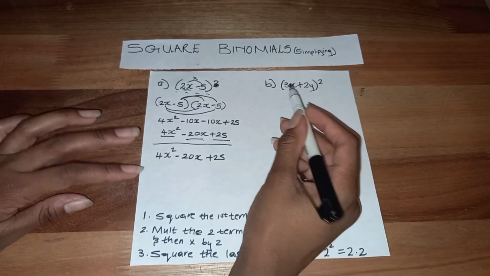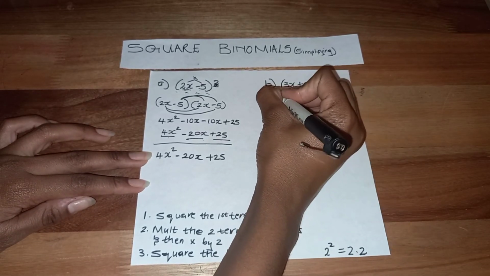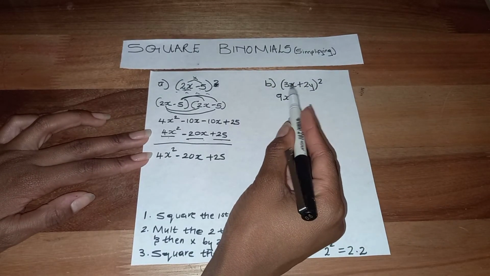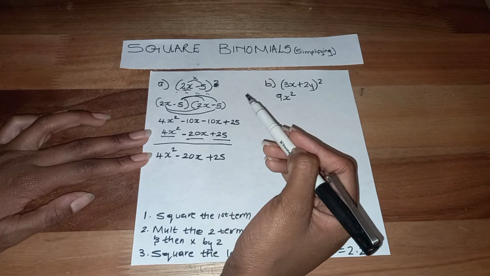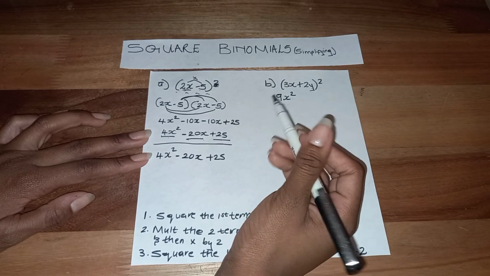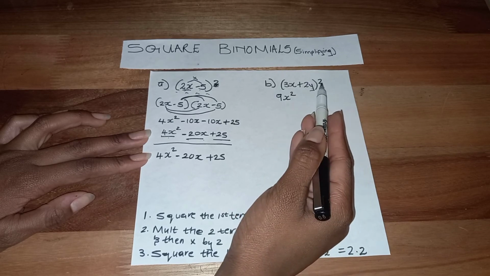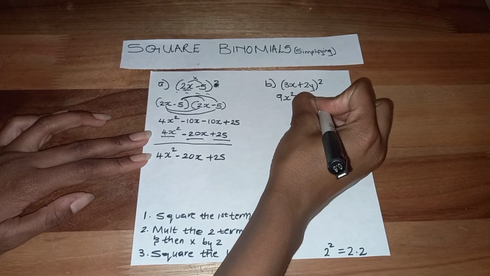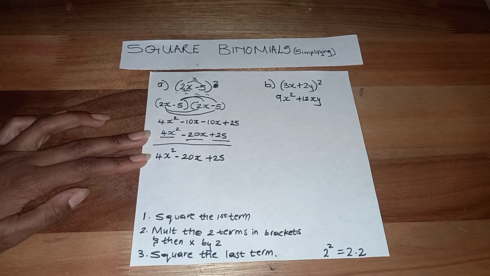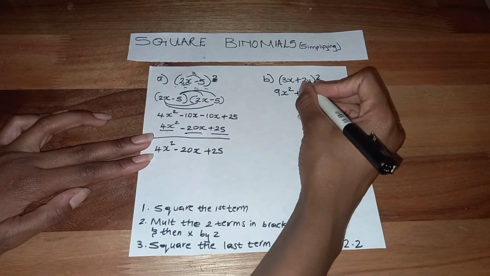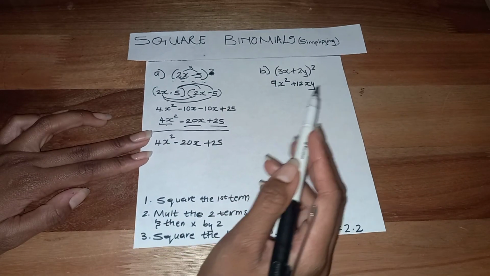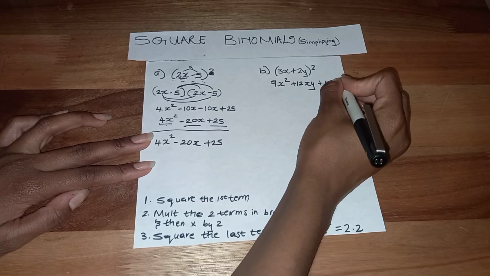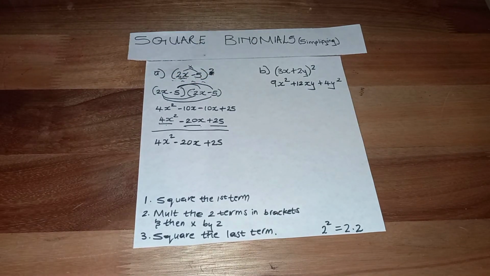You first square the first term. 3x squared is 9x squared. And then what do you do? Secondly, you multiply the two terms inside. 3x times 2y equals 6xy, and then times 2 is 12xy. Do you understand it? I hope so. And then you square the last term, right? 2y squared is 4y squared. So you went straight to the answer.